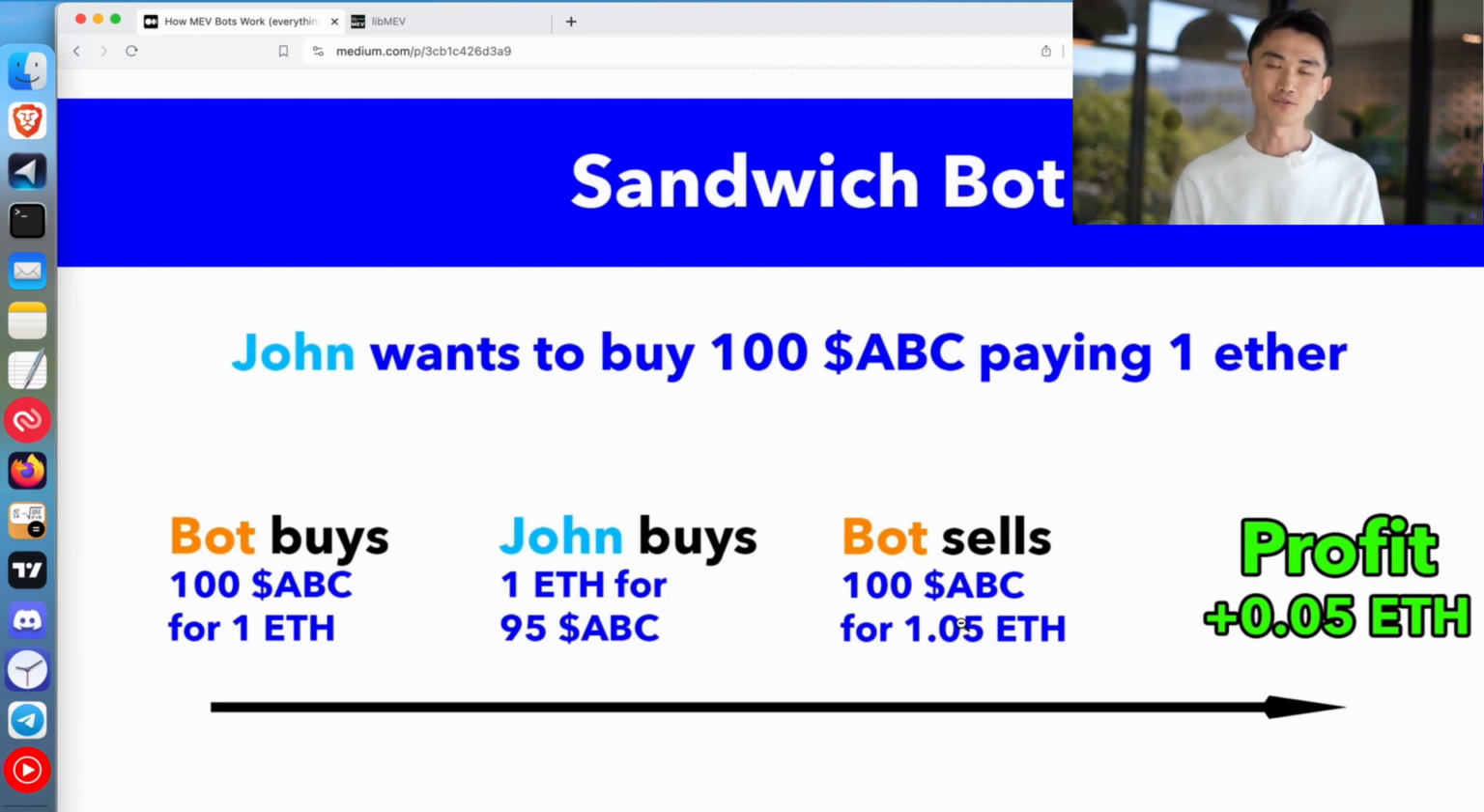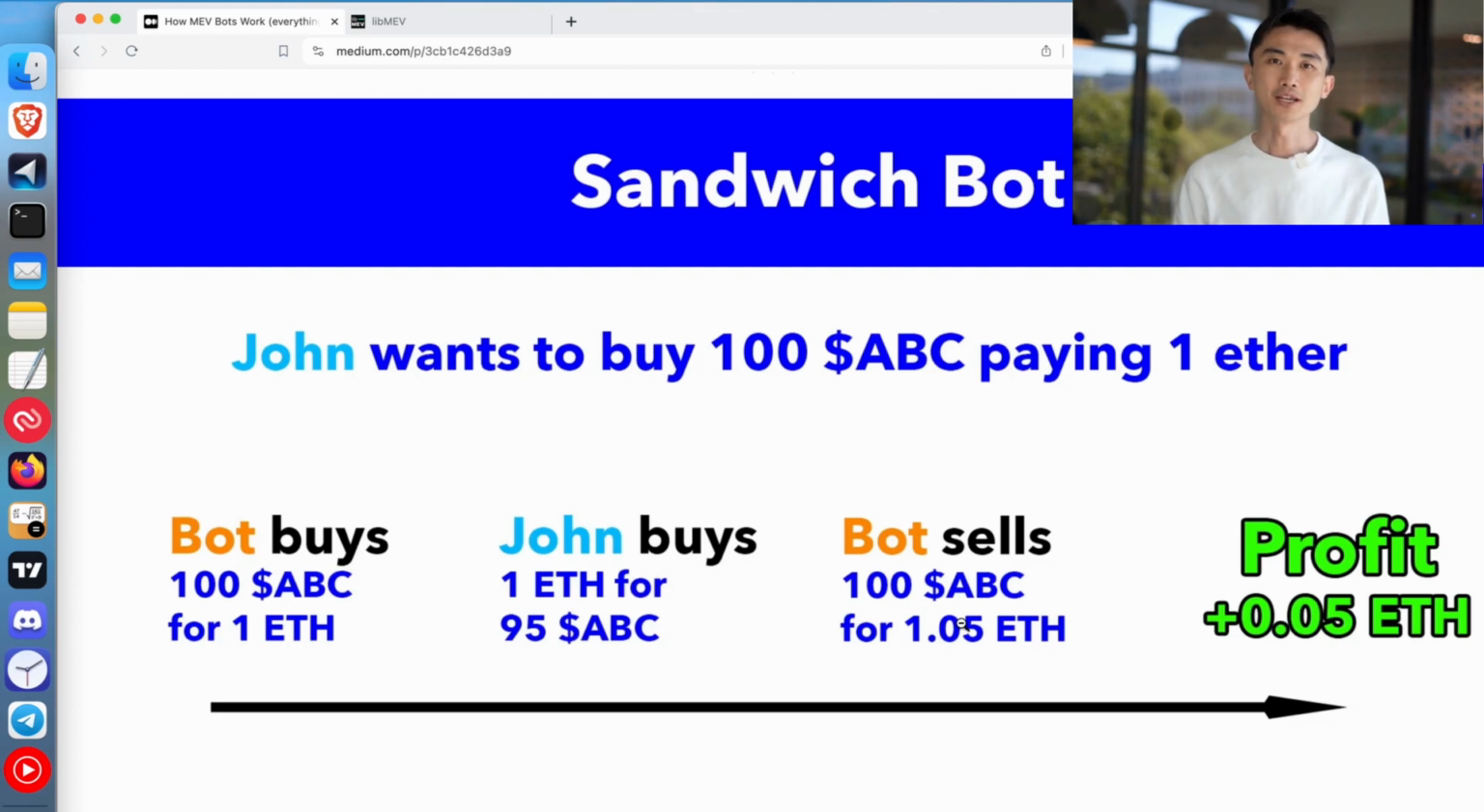Because let's say there are 5 people, and all 5 of them see the same opportunity for buying and selling, only one of them can be accepted, because John's transaction cannot be repeated multiple times, only once. So the one that captures the most profit, the one that is more precise or faster or creates more profit for validators or miners, that's the one that will take the opportunity. So this is how it works.